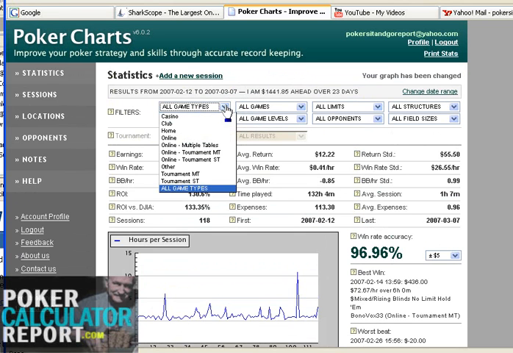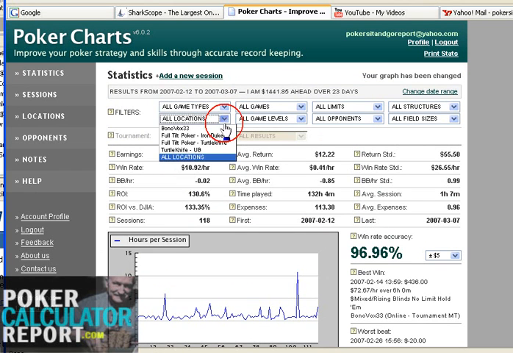See, I can actually divide my games into tournaments and ring games. I can also divide by limits and locations. So if I can basically identify that online at a 10-20 limit game I play the best, well, then that might be my choice for playing more of that often.